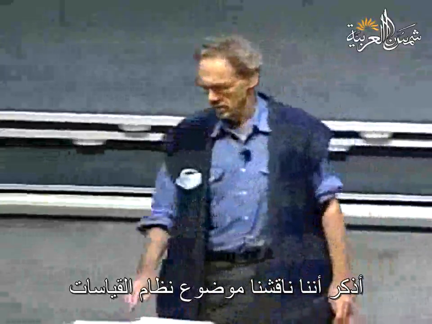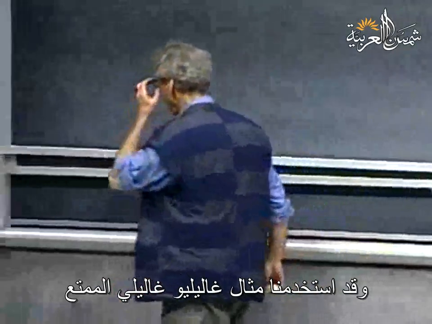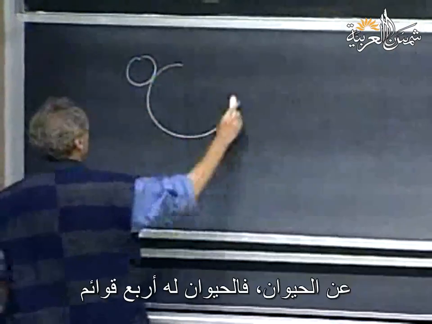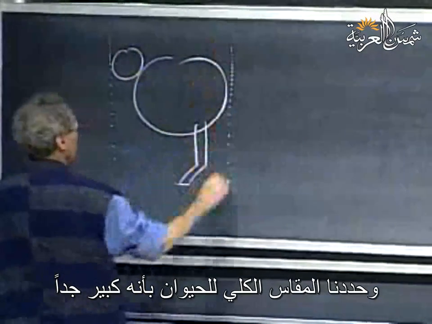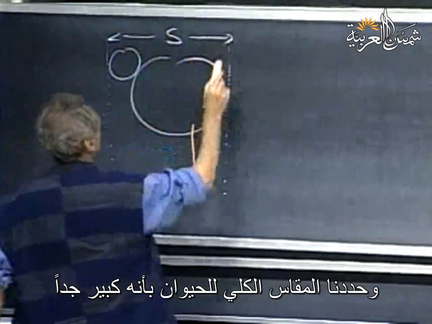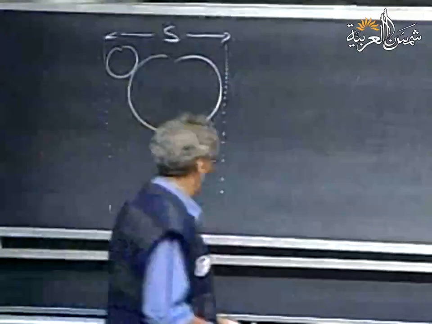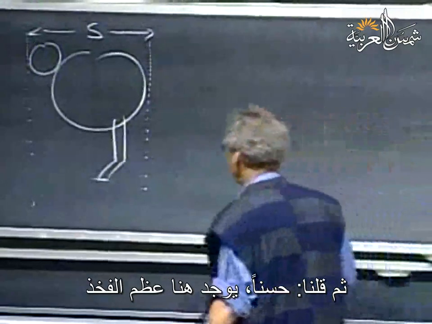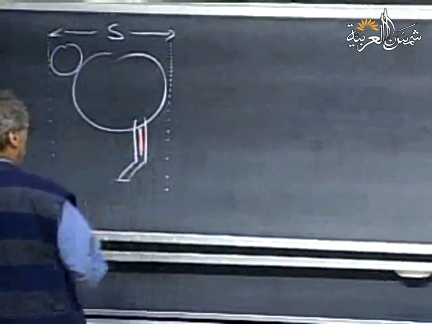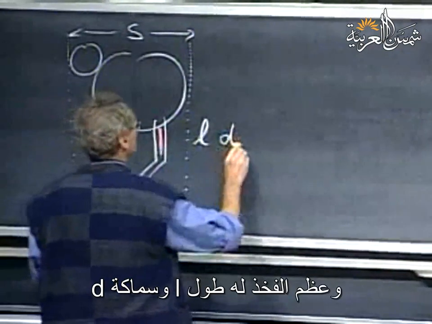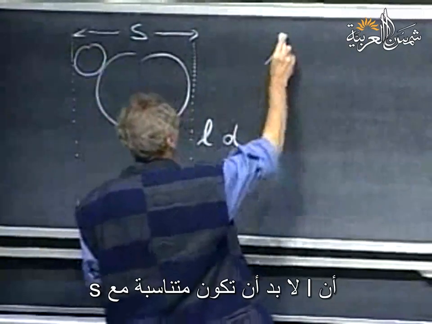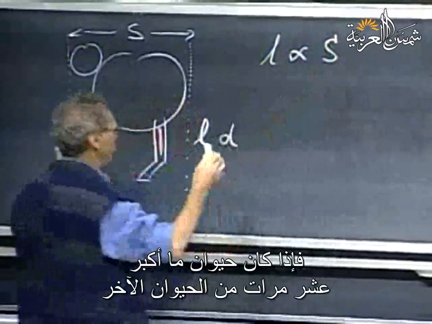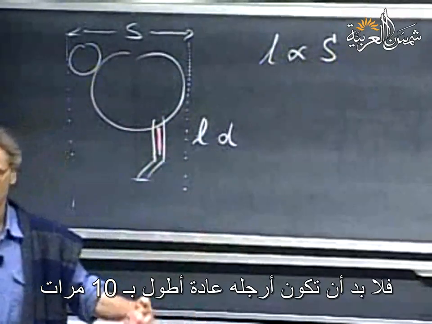I recall that we discussed scaling, and we used the interesting example of Galileo Galilei, an animal, and the animal has legs, and we defined the overall size of the animal as yay big. We called that S. And then we said, well, there is here the femur, and the femur has length L and thickness D. It was completely reasonable to say, well, that L will have to be proportional to S. If an animal is 10 times larger than another, the legs will be typically 10 times longer.